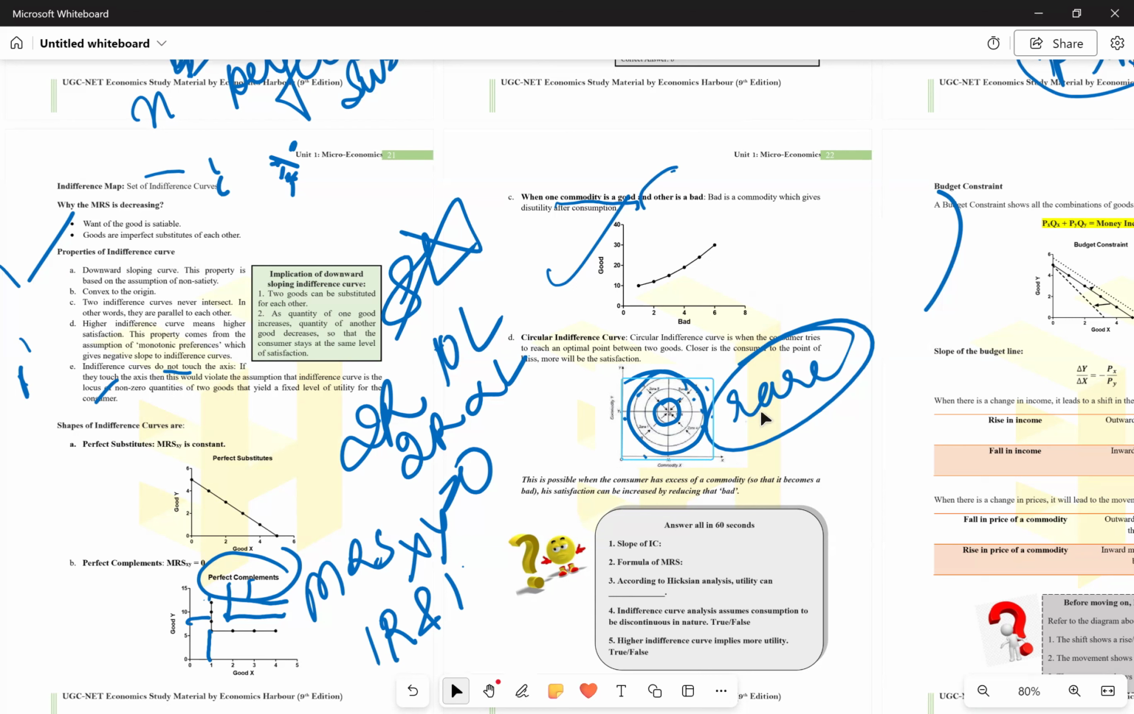This thing should be here. This line. This is possible when the consumer has excess of a commodity, his satisfaction can be increased by reducing that bad. This one, with this point. Okay?